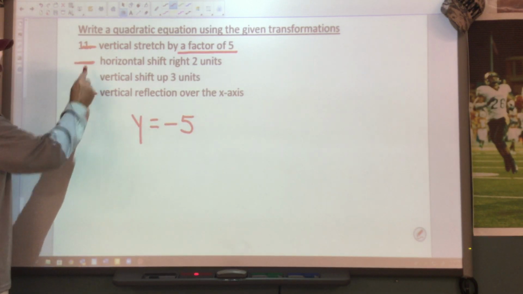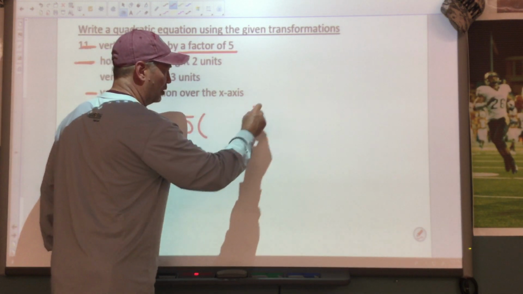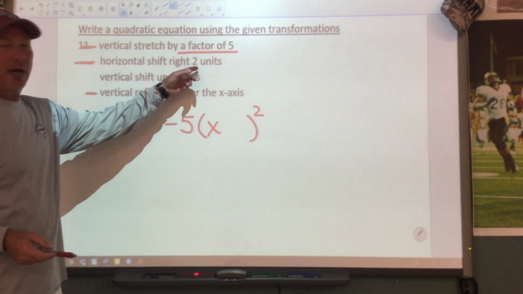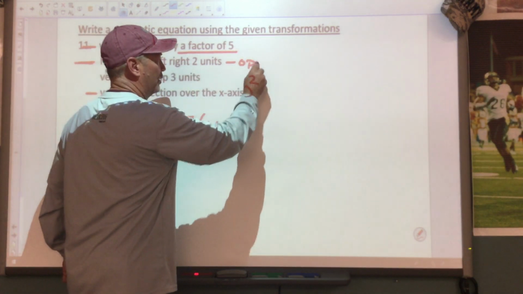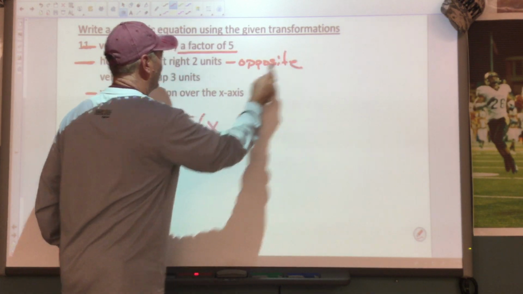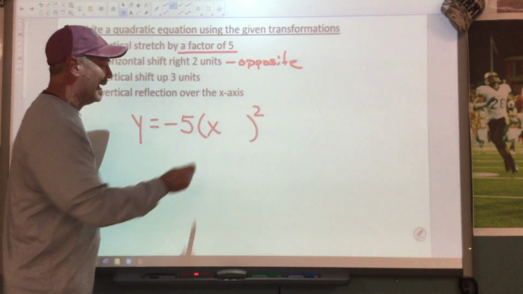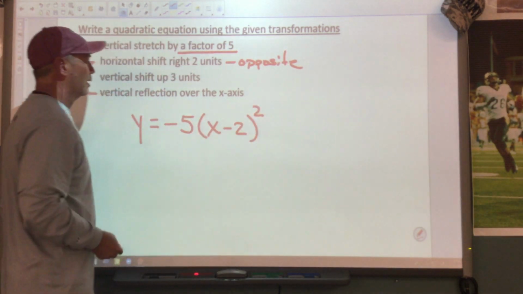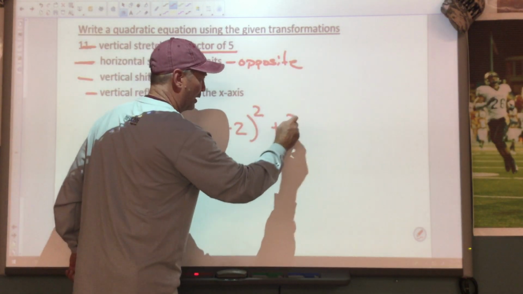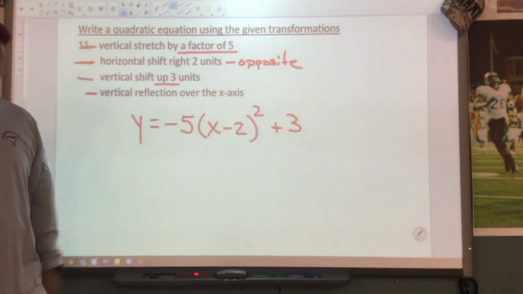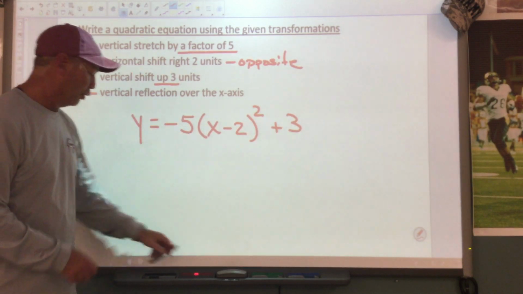It says here I have a horizontal shift, and I'm going right 2. And remember, when we talk about these horizontal shifts, we're thinking the opposite. So we would think that right 2 is a plus, but remember, we're thinking opposite, so that's going to be x minus 2. And then we have a vertical shift up 3, so we went plus 3 at the back end. There is your quadratic equation using the list of transformations. Okay? All right, moving forward.